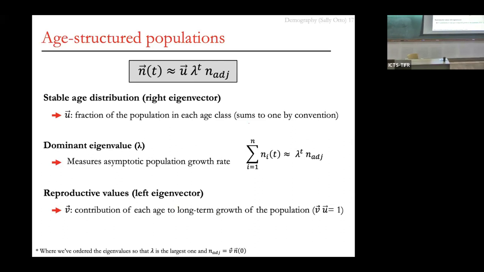Just to recap. The other notation that I introduced was reproductive values. Those are technically the left eigenvectors. And the V's describe the contribution of each age to the long-term growth of the population. If you set the U's to sum to proportions, you have to have V times U equal to one. Otherwise, you're not going to get A inverse being the identity matrix. So these aren't arbitrary.